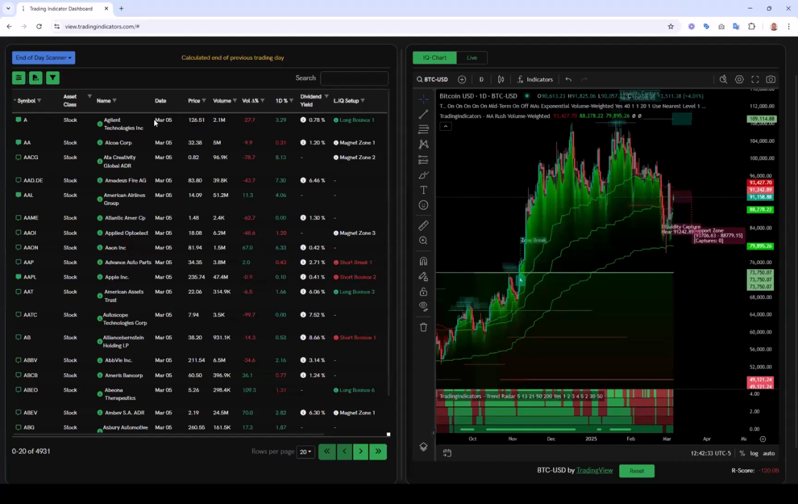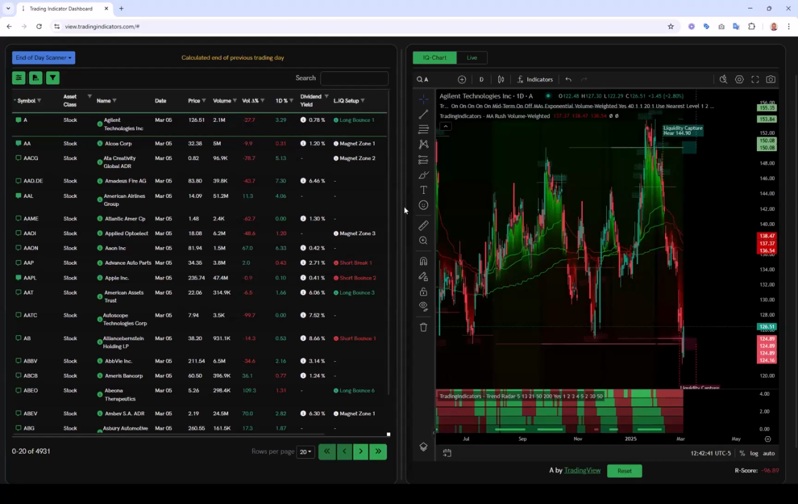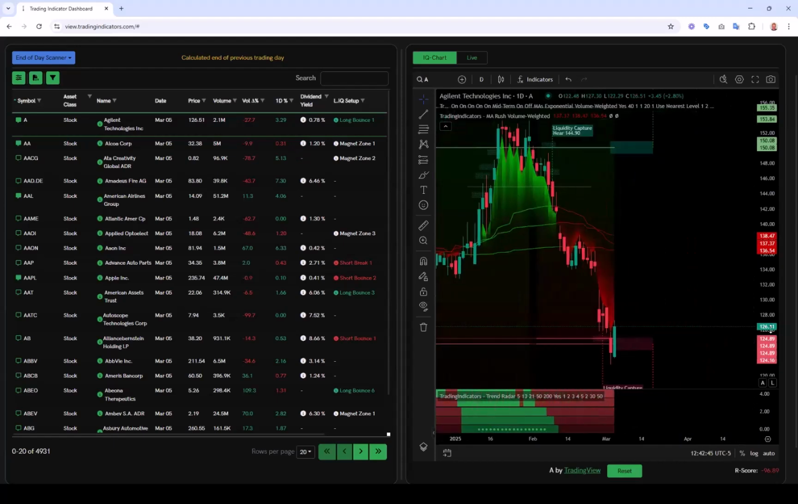Next one is price. That's the close price of that trading day. So here, 126.51, like on Agilent, that was the close price on March 5th. And if you go to the price chart here, what do we see? 126.51, the close price of the last completed trading day.